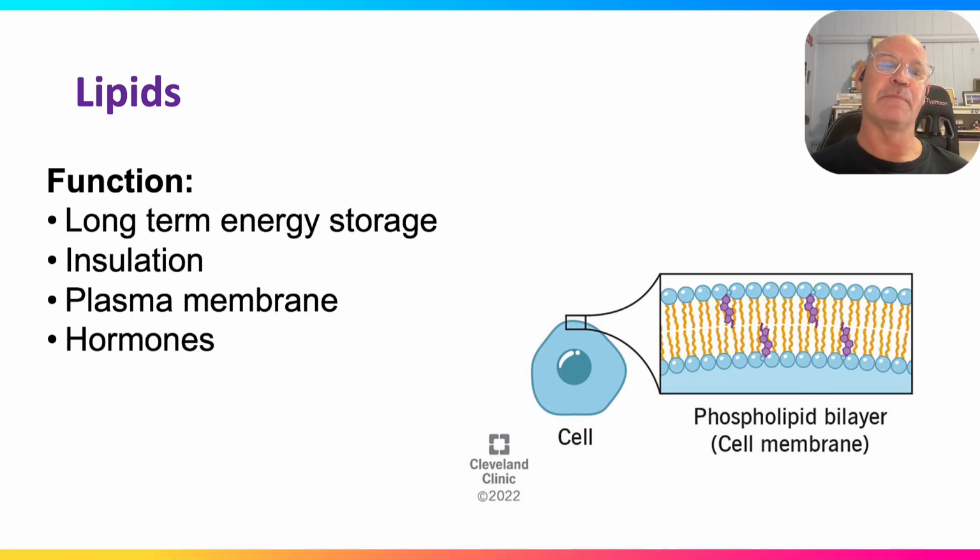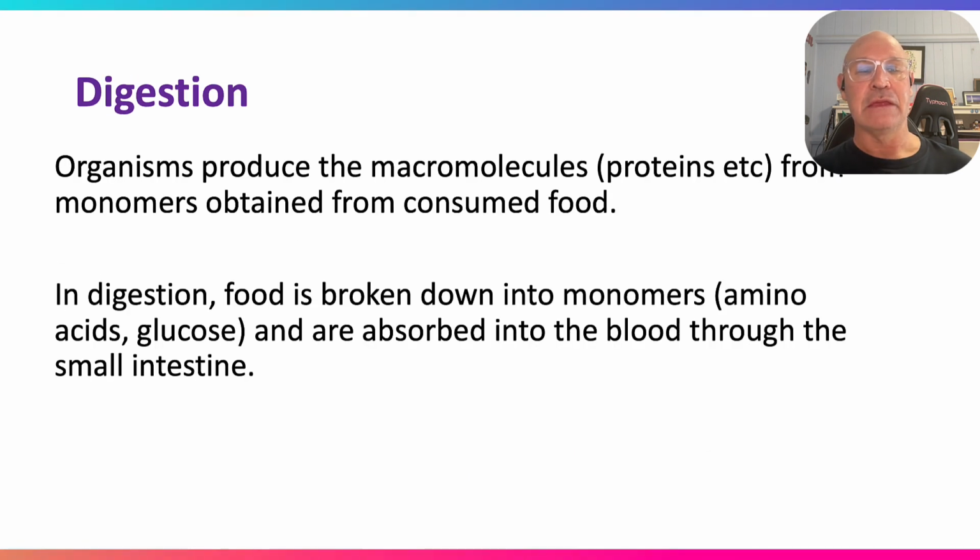So the function of lipids, they are long-term energy storage, but that also provides insulation, protects organs, and also keeps the body warm. We also see it, of course, in the plasma membrane, and many hormones are lipids as well. So that's our 3 macromolecules.